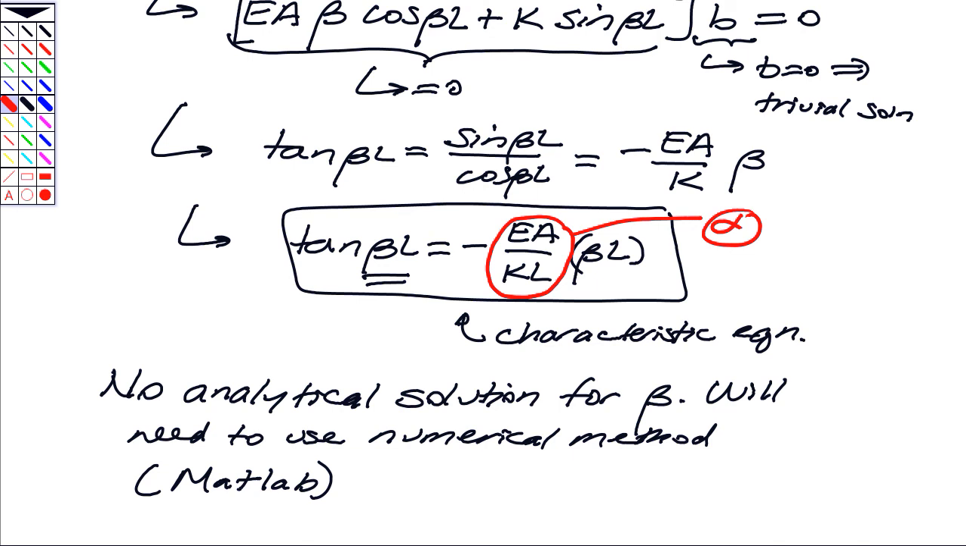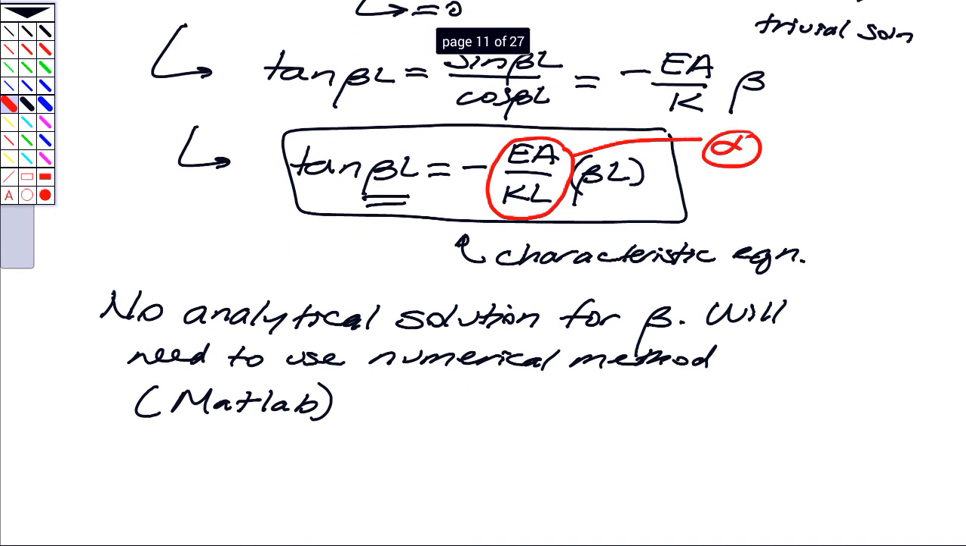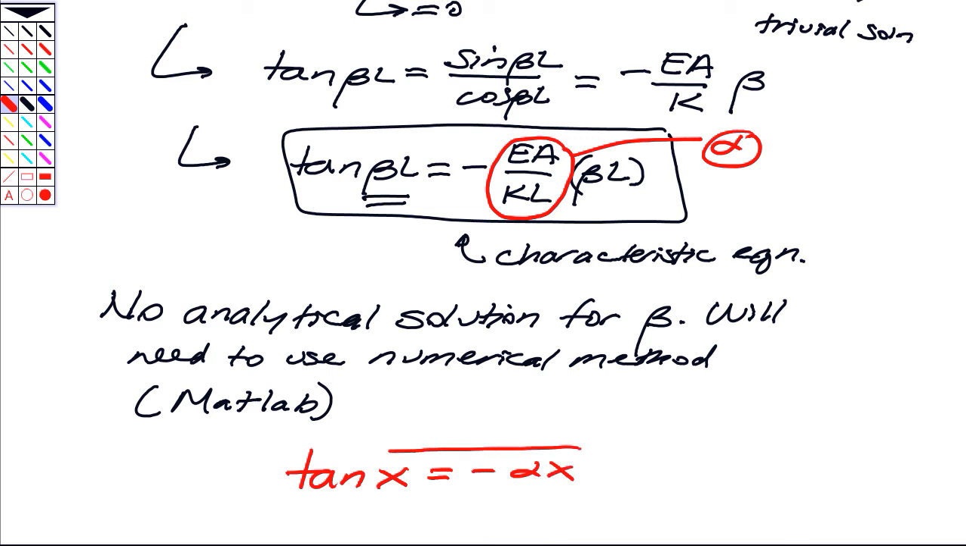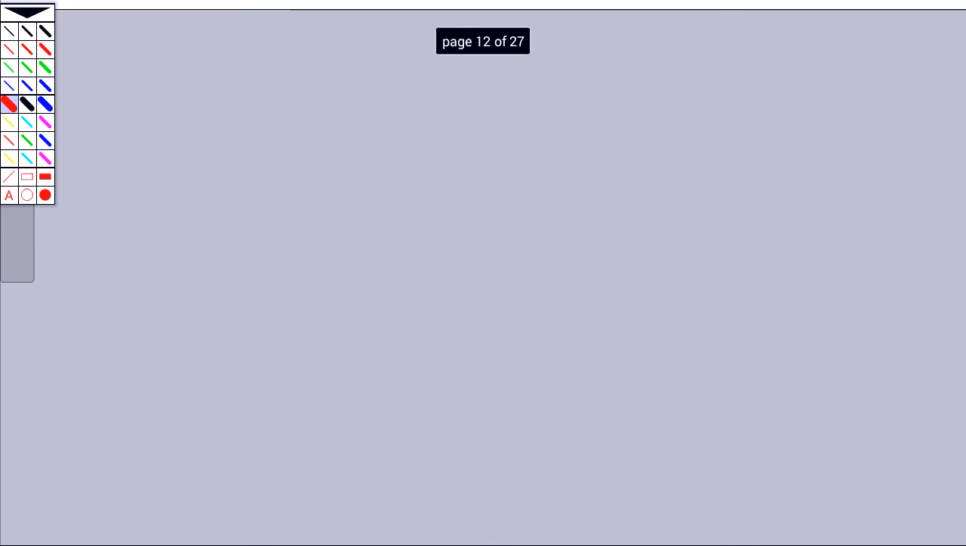Well, what we're trying to do is find the place where tan of a function, let's say tan x, is equal to minus alpha x. We're trying to find the roots for x. In other words, where does the tan function cross a linear function of x with a negative slope? Let's go and look at the next page or two of the notes. There should be a plot here. There we go.